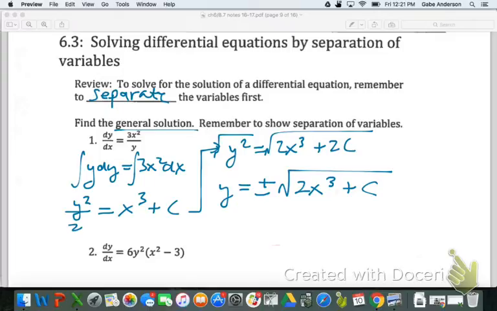Why don't you guys try number 2? I hope number 1 was a good warm-up for you. Try number 2 all the way through to the end, and we'll check.